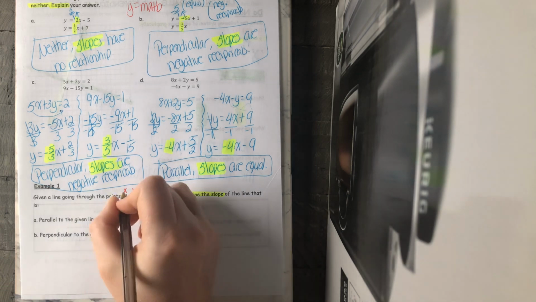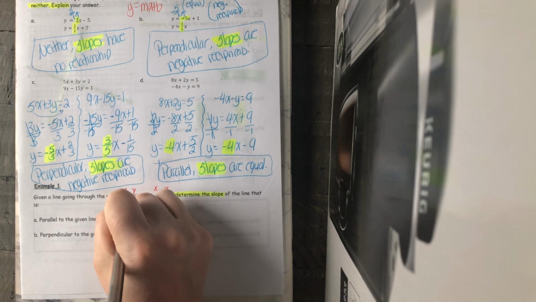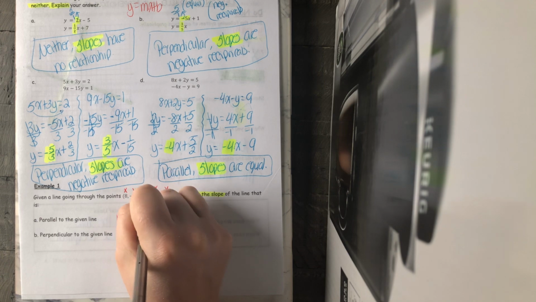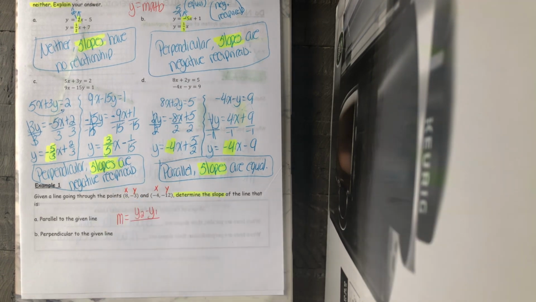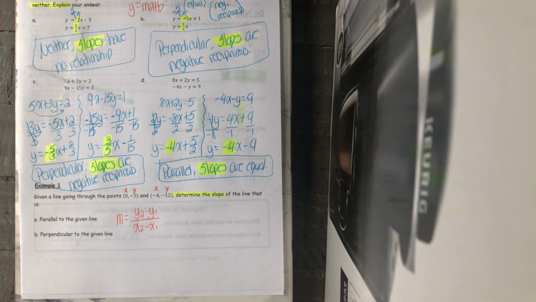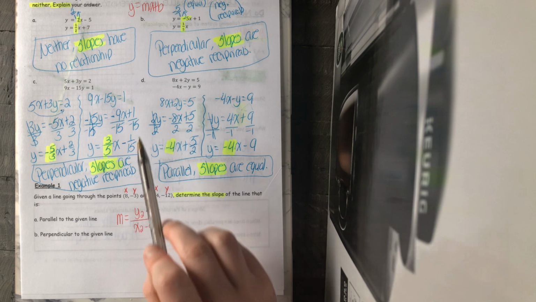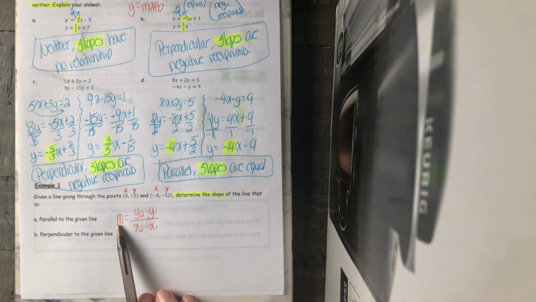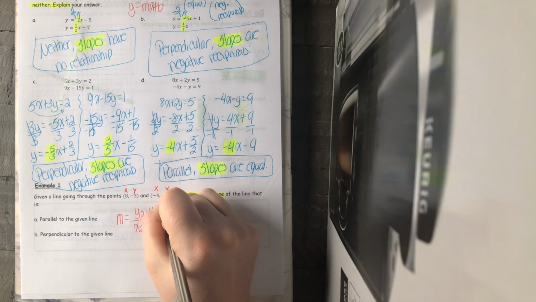All right, so the slope formula is on your reference sheet. It's y2 minus y1 over x2 minus x1. And I'm putting an m in front because I know that m represents the slope. So if I want to find the slope of these two points, I'm really finding the m value. All right. So now I'm going to go ahead and plug in.